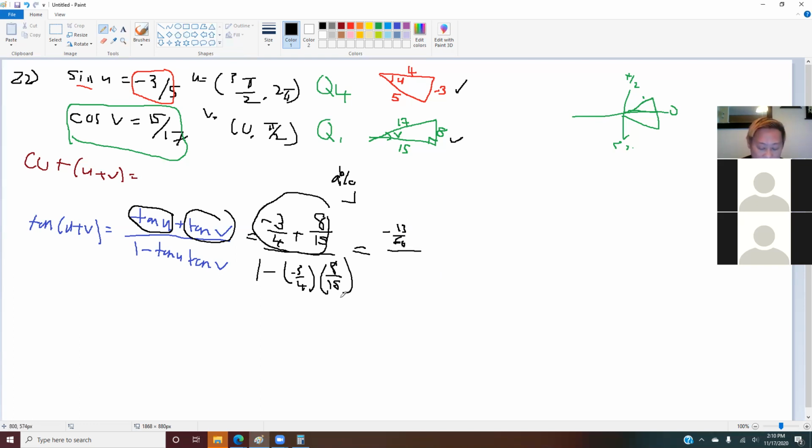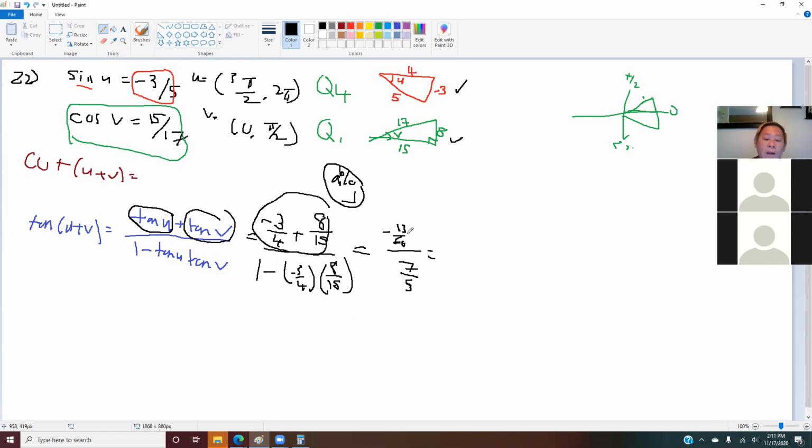This one, you do the same thing. 1 minus parentheses -3 over 4, close the parentheses, times 8 over 15. It looks exactly like what you have in here. So make sure you use your calculator to do this. And this is 7 over 5. So all this is calculator work. And make sure you use your ABC to do it.